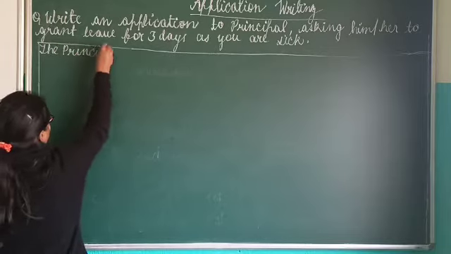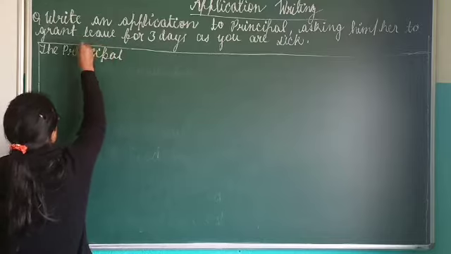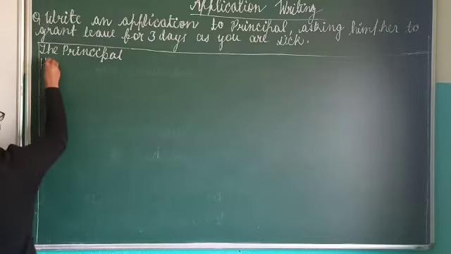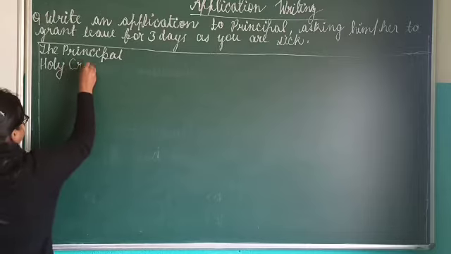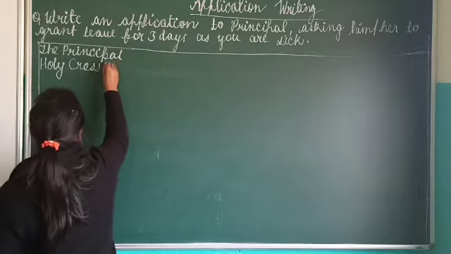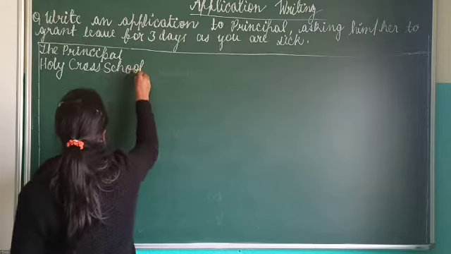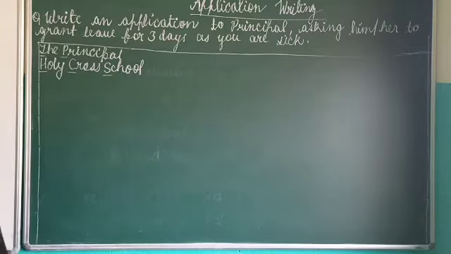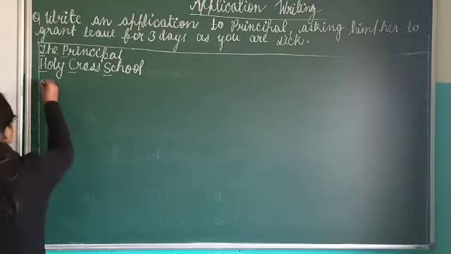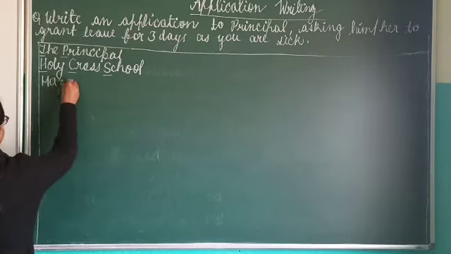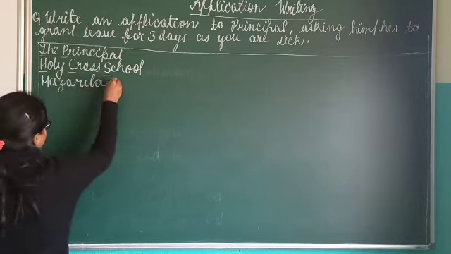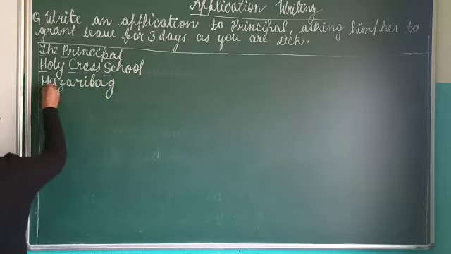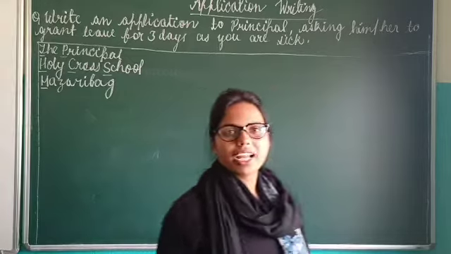So first of all, we will write here the principal, no comma, the principal, then down, Holy Cross School. You see T capital, P capital, H capital, C capital, S capital. Okay, all these things should be written, the first letter of them will be always written in capital. Then the principal, Holy Cross School, Hazaribagh, H capital.